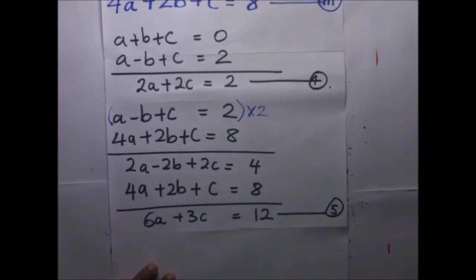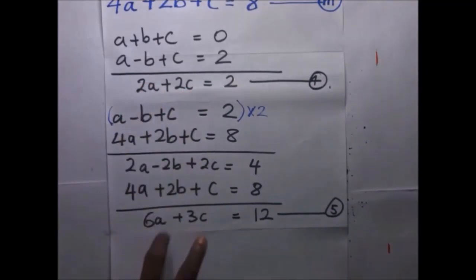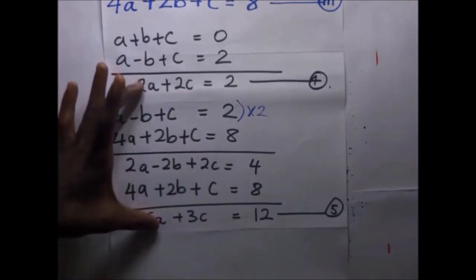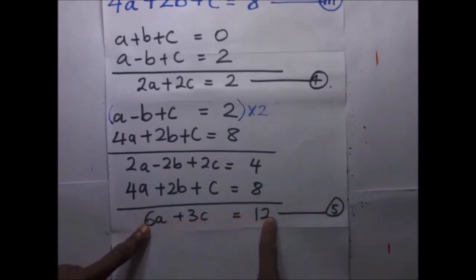So now we have two new equations. We have this equation with a and c. We have this equation with a and c. We have eliminated b. So we have two new equations, so we solve them simultaneously to get the values of a and c respectively. We can simplify this equation further, by the way. 6a plus 3c is equal to 12.